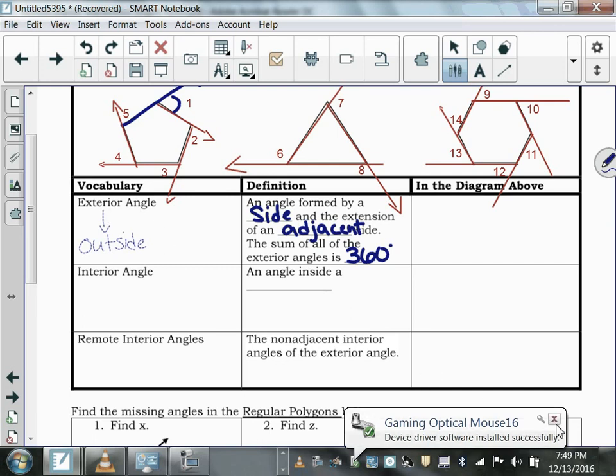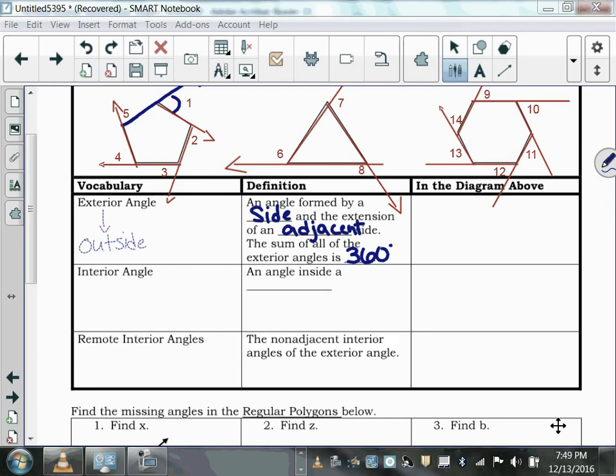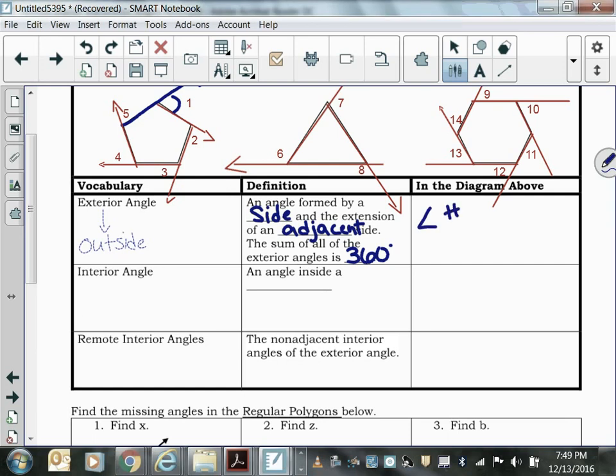So if we look up in our picture up above, we have a lot of exterior angles. Angles 1 through 14 are all exterior angles up there. So for example, angle 6 right here is going to be an exterior angle.